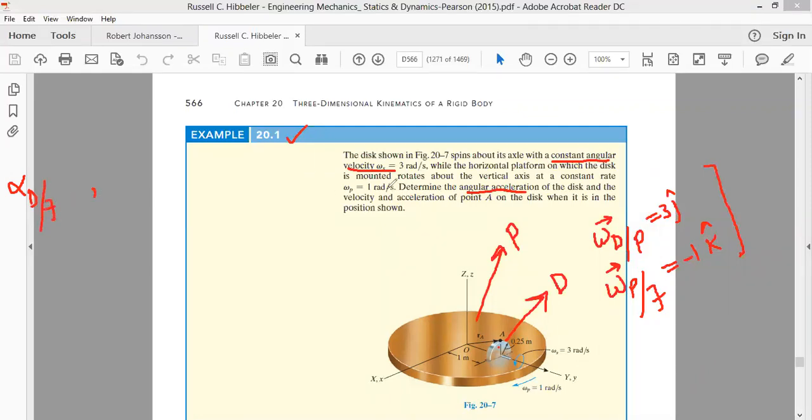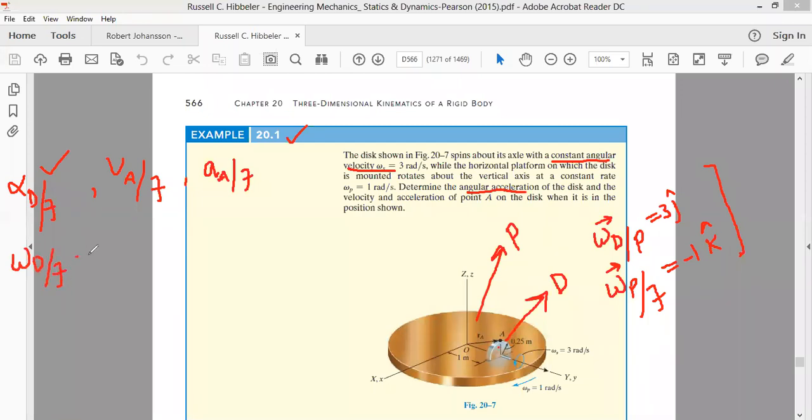We have to calculate it, and also the velocity and acceleration of point A. We have to calculate the velocity of point A with respect to the ground, and the linear acceleration of point A with respect to the ground. These things we have to calculate. Now, first of all, before we calculate the angular acceleration of the disk with respect to the ground, we should know the value of the angular velocity of the disk with respect to the ground.